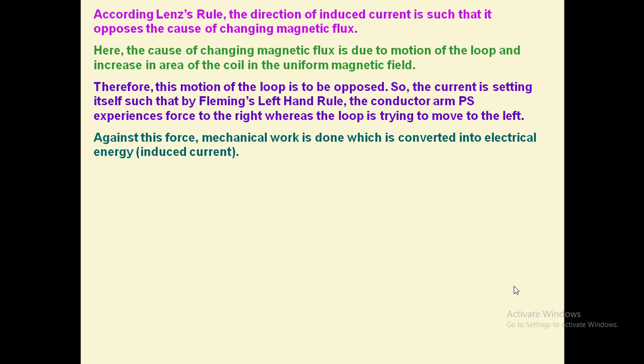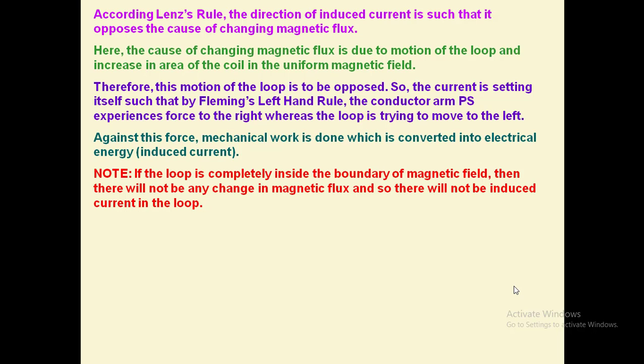Against this force, mechanical work is done, which is converted into electrical energy, which is called induced current. Note, if the loop is completely inside the boundary of magnetic field, then there will not be any change in magnetic flux, and so there will not be induced current in the loop. Remember this point. Fleming's right hand rule. How can we determine the direction of induced current by using Fleming's right hand rule? Remember, Fleming's left hand rule is used to determine the force acting on a current carrying conductor, whereas Fleming's right hand rule is used to determine the direction of induced current.